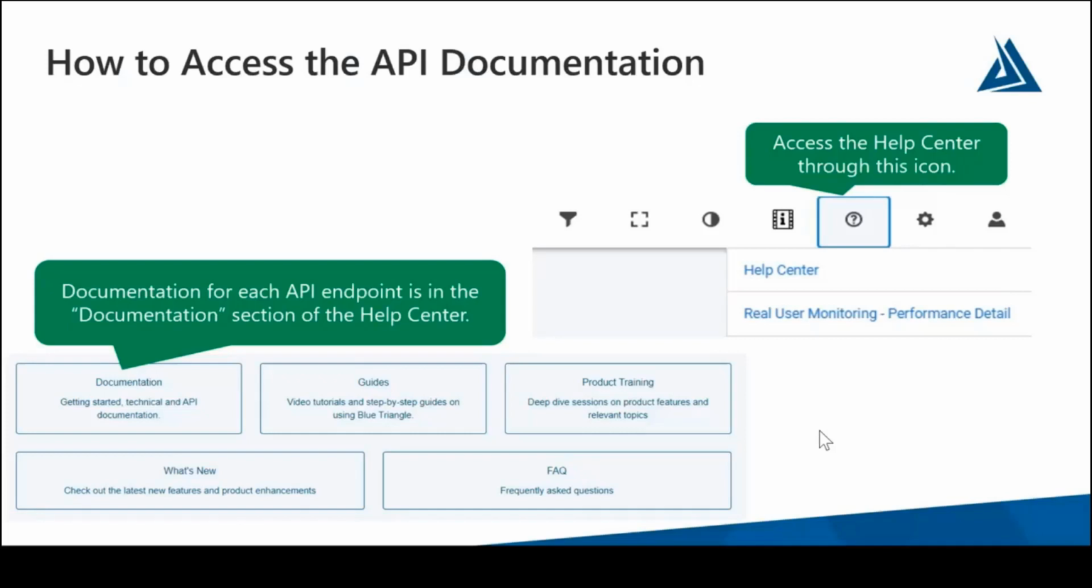Real quick, how to access the API documentation, which is super useful. If you're in the Blue Triangle portal, you'll see a question mark icon in the top right. If you click that, you can jump straight to the Help Center. In the Help Center, you'll see a big button for documentation. And inside of that, you'll see a subsection for API documentation.